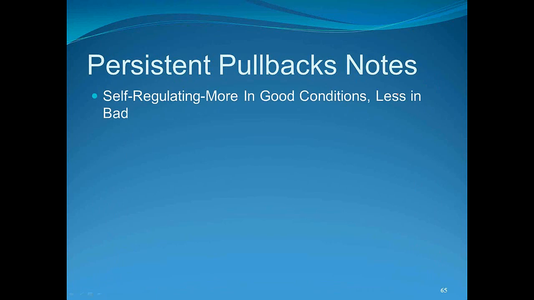So the good thing about persistent pullbacks is they're self-regulating. You're going to get more in good conditions and fewer in bad conditions. So that's great for the beginning trader. In 2008, when the market lost 50% of its value, I don't remember, now somebody might prove me wrong, but I don't remember once that move got started. In fact, it actually got started in 2007. So I think it's safe to say in 2008 there were no persistent pullbacks on the upside. There were no buy signals for the entire year of 2008. So that one pattern would have kept you out of the market, or at least alongside, for the entire year. That means you'd have beat about 95% of all money managers just by following this one pattern. So it is self-regulating. It's a great place to start, and it's a great place to come back to.